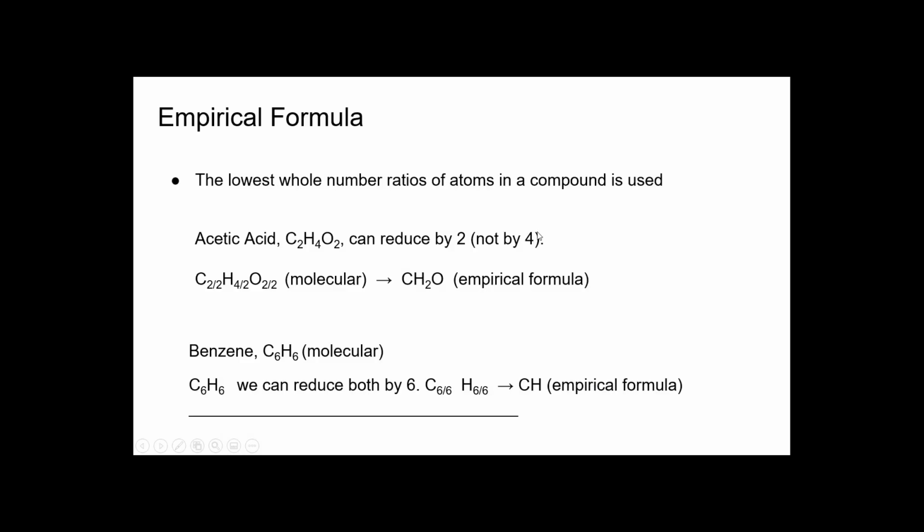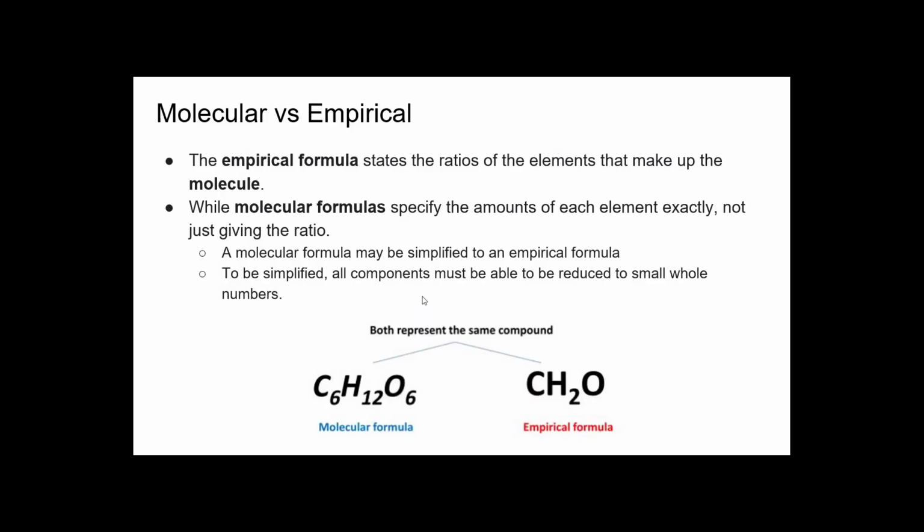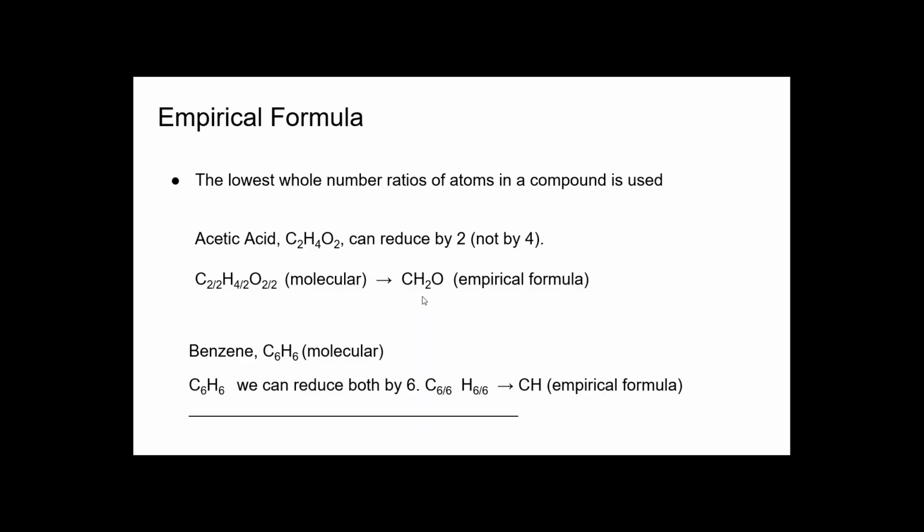Empirical formula: the lowest whole number ratios of atoms. So here's just an example. We have acetic acid. So we can reduce this down by 2, but not by 4. So when we reduce each subscript, we end up with CH2, which is also, if I believe right, same for glucose. So this is another example of why you don't reduce down unless it's exactly asking for an empirical formula of it.